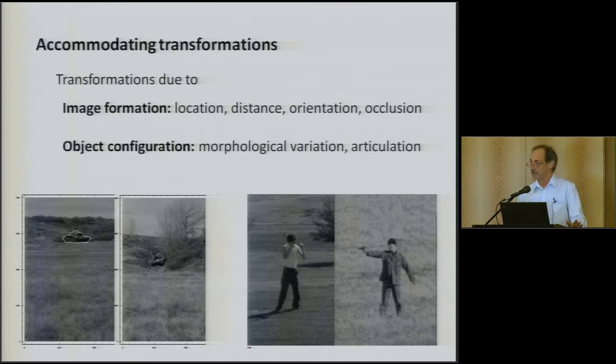So we have two kinds of transformations, as I said, that we're dealing with. We have the image formation ones, which is where in the image it is, the distance, orientation, occlusion, and so on. And then on the right, you have object configuration, which is that for human figures, you have not only the shape of the body, the pose, the articulation of the limbs of the body, but also clothes can transform the same figure quite dramatically. So all of these need to be accommodated and can be treated as a sequence of transformations.